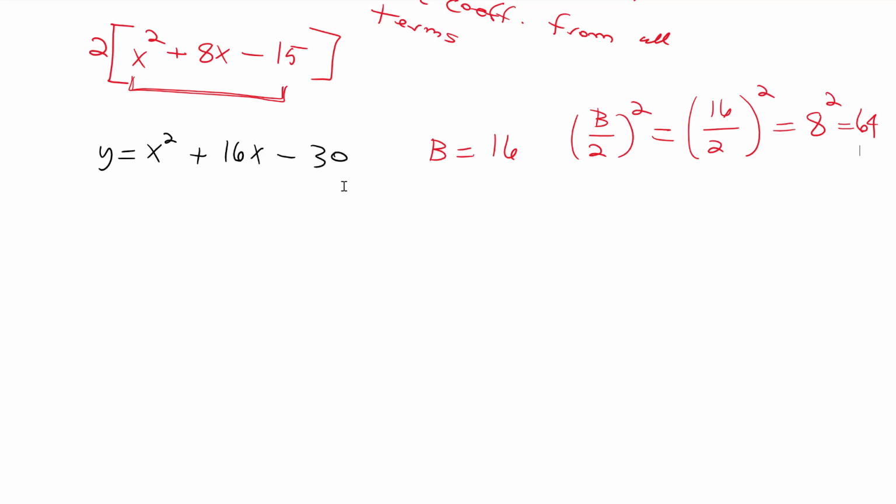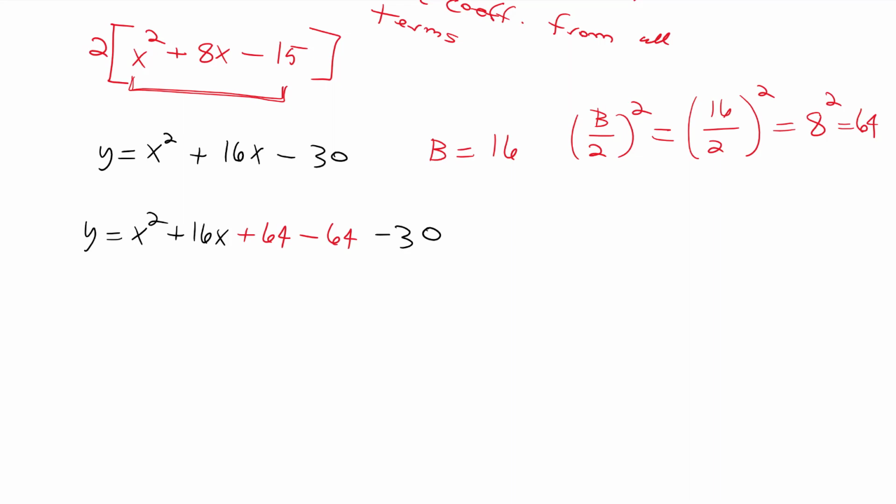And why do I need to add and subtract it? Because I don't want to make any net change in my equation. So I have to add and subtract this value. So let's go ahead and do that. Y equal x squared plus 16x, this is where I add it, plus 64, and then I'm going to subtract it, minus 64, then the rest of the problem, minus 30.